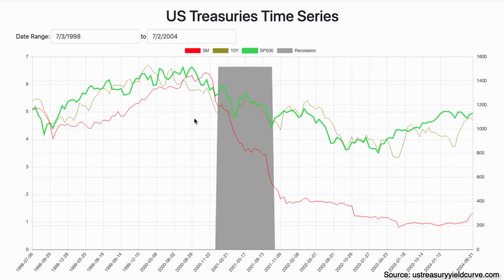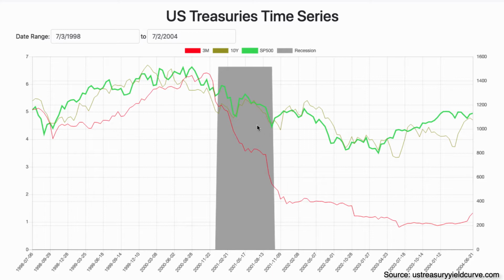And during this time, the Fed started cutting rates, and they cut and cut and cut, and the interest rates went all the way down to 1% on the short-term end of the yield curve, but the 10-year stabilized and stayed up there around 4%. So you went back to the upward sloping as the recession was starting to clear up.